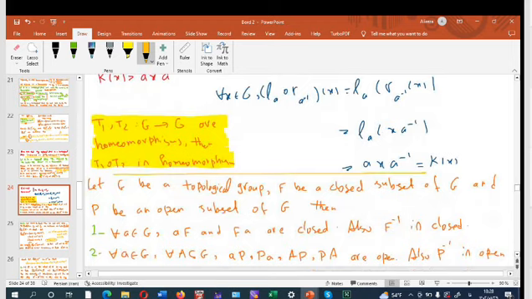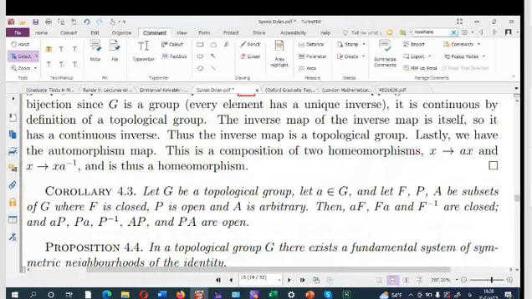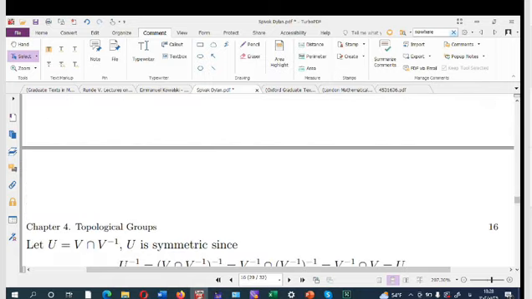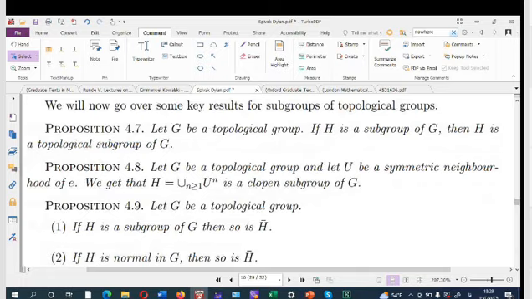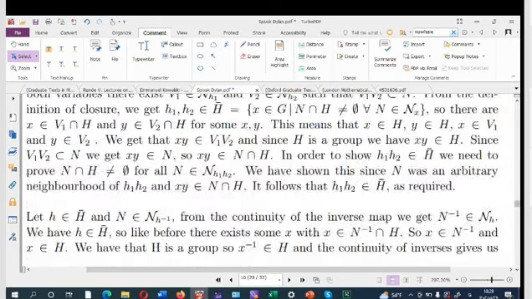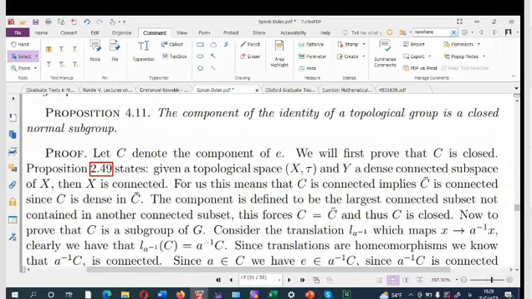And we have this proposition similar to semi-topological groups. Okay? Similar to semi-topological groups, we have this corollary. And we can finish this chapter for you. It is enough for you. Dear students, do you have any questions?